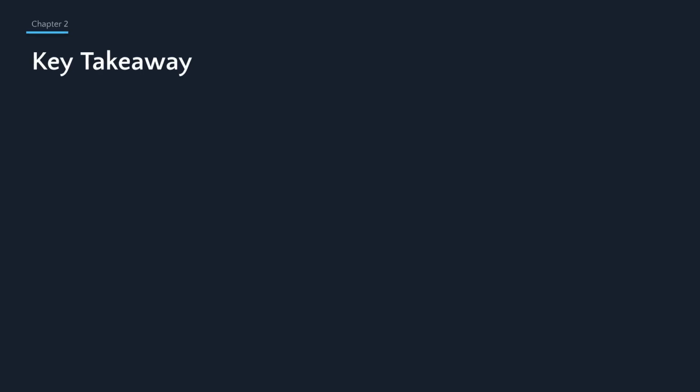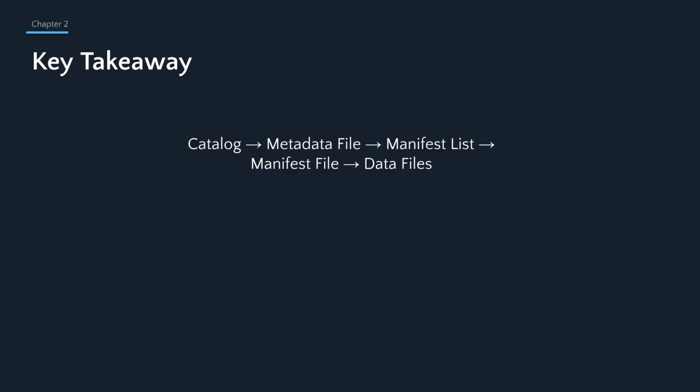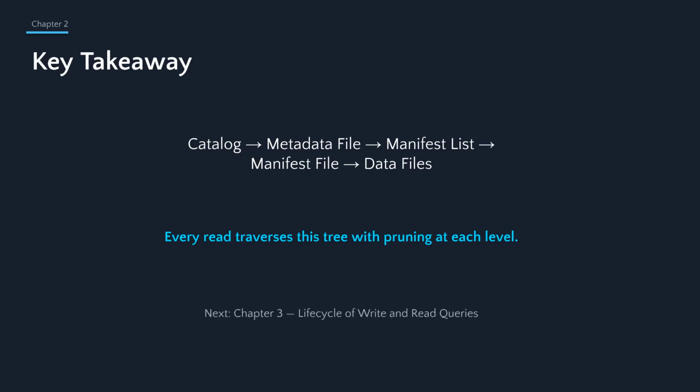That's Chapter 2. Remember this mental model. Catalog points to metadata file, which points to manifest list, which points to manifest files, which point to data files. Every read traverses this tree with pruning at each level. Next up, we'll see this tree in action during actual read and write operations.